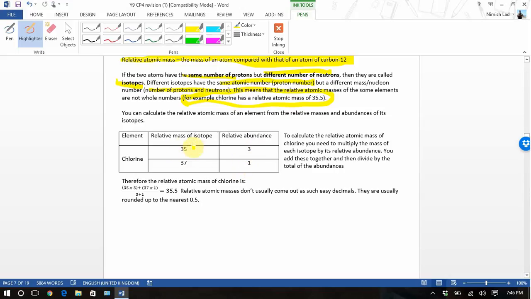You do 35 times 3, and you do 37 times 1, and you add the 2 answers together. So whatever answers you get for both of those, you add them together. You then divide them by however many there are all together. So it's 4 in this situation. So you add that times that to that times that, and divide it by those 2 numbers together. What you find from that is you end up with this number here, 35.5. So that means it's just not going to come out as a round number. It doesn't normally come out as easy decimals either. So normally you round to the nearest 0.5.